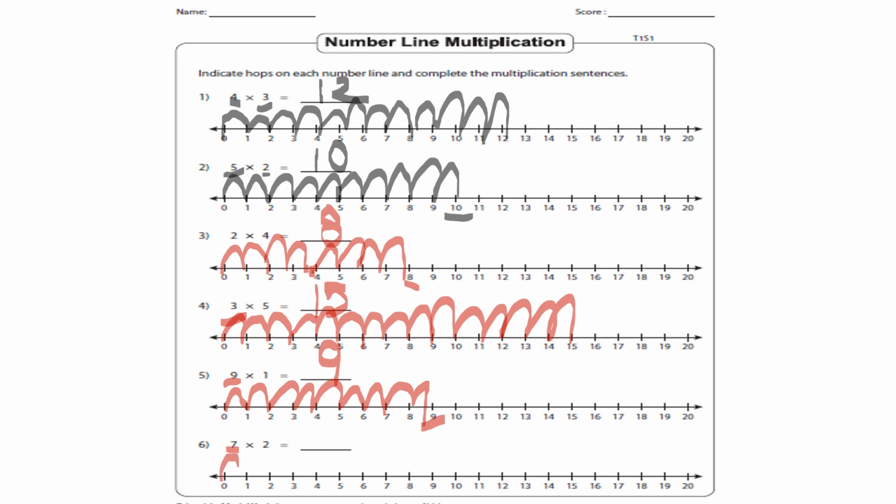2 times. 1, 2, 3, 4, 5, 6, 7. One time. 1, 2, 3, 4, 5, 6, 7. 2 times. So 7 twos are 14. Okay, students. I hope you understand this concept.